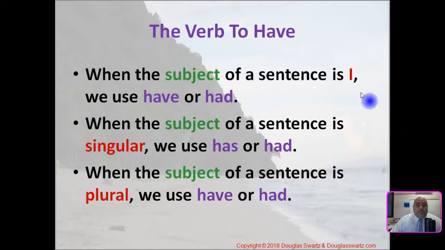When the subject of a sentence is I, we use have or had. When the subject of a sentence is singular, we use has or had. When the subject of a sentence is plural, we use have or had.